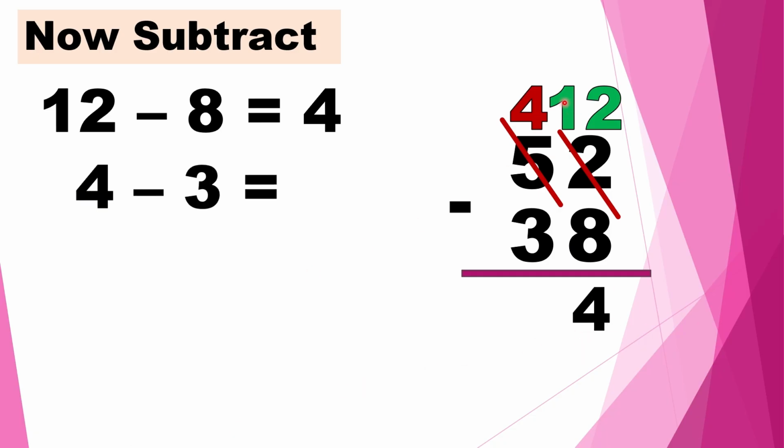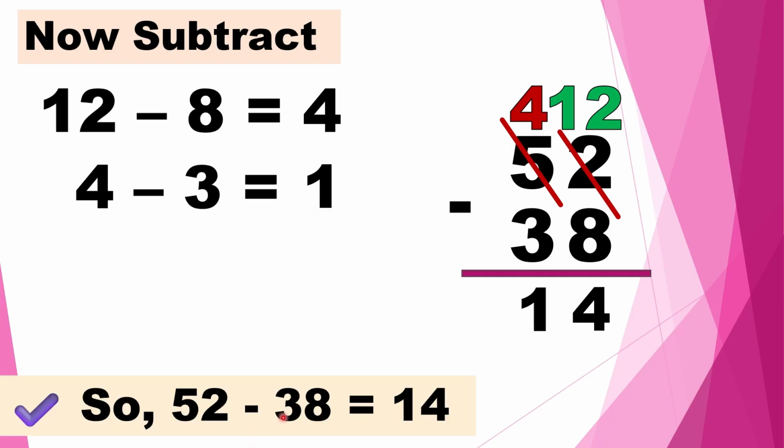Next, we subtract 4 minus 3. 4 minus 3 equals 1. So 52 minus 38 equals 14.